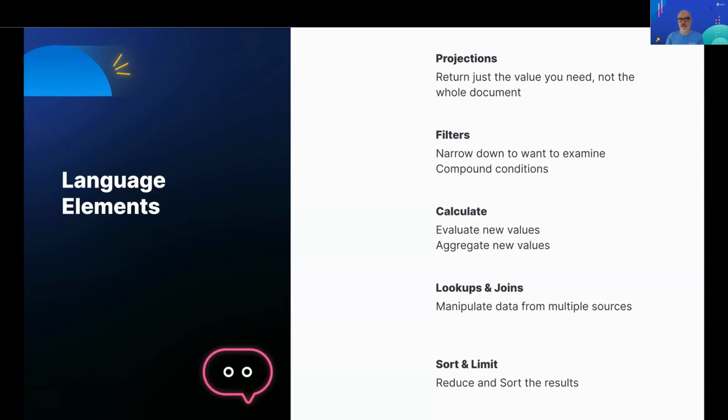Lookups and joins allow data to be combined from multiple indexes. This can avoid some of the schema denormalization tricks you may have had to do in the past. Finally, you can sort the data at any stage and limit the results. That's a pretty full and rich query experience, but let's show you this in action. So it's demo time.